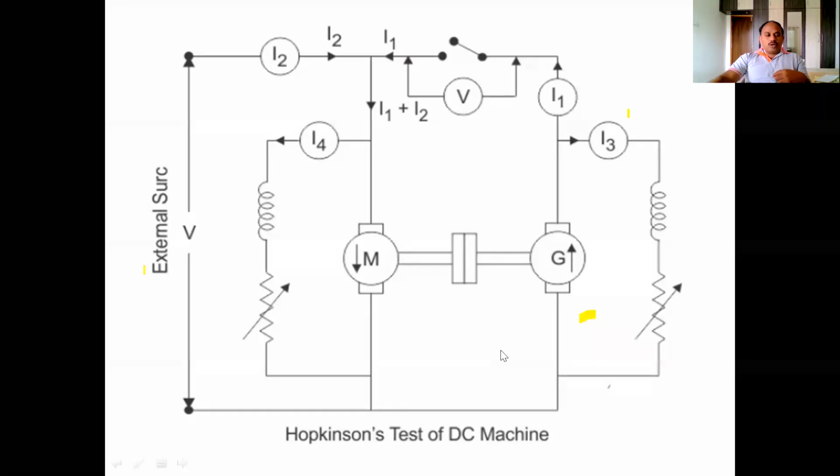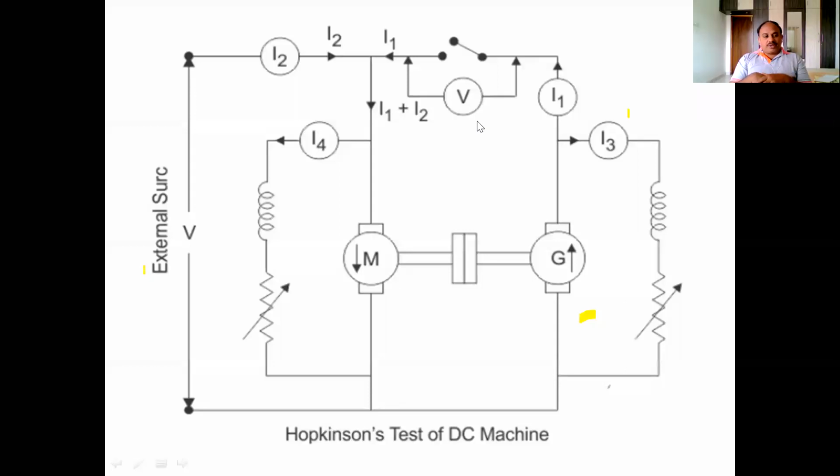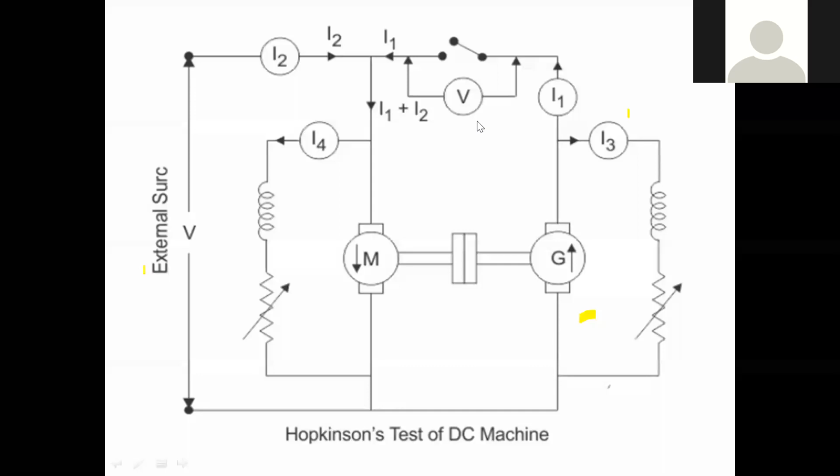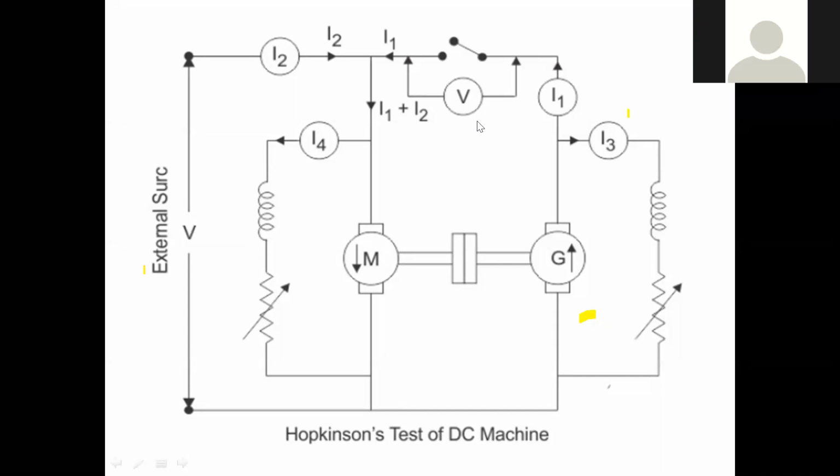So what is the advantage of this Hopkinson test? What are the other names for the Hopkinson test? Back-to-back test or regenerative test, or heat run test. It is also called the heat run test.